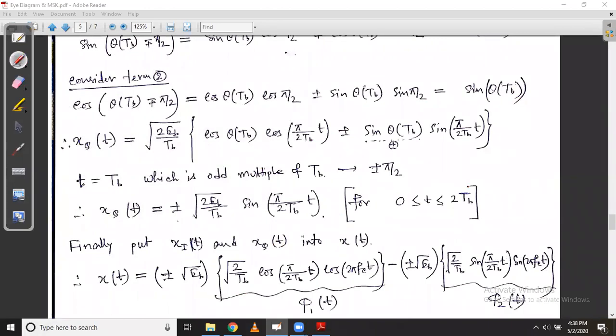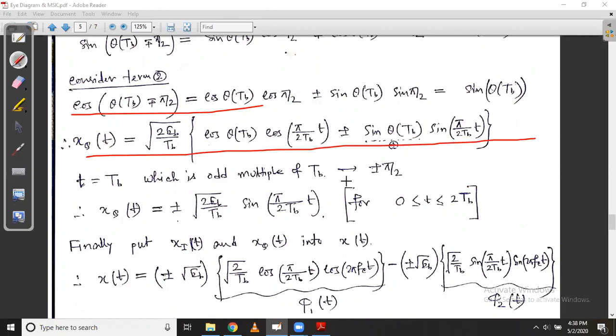Now we got up to this. Now what we are doing, see, we have considered that small t is equal to TB. So t is an odd multiple of TB. What we know from the previous discussion is that small t is an odd multiple of TB.